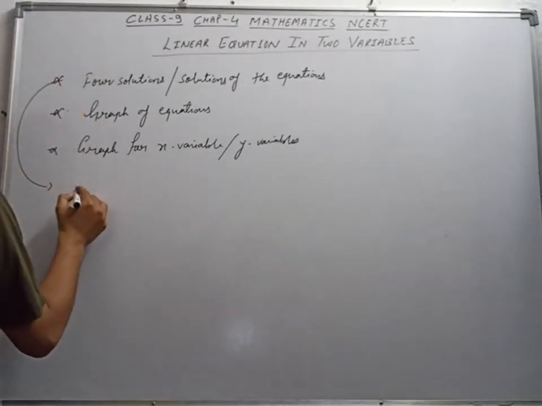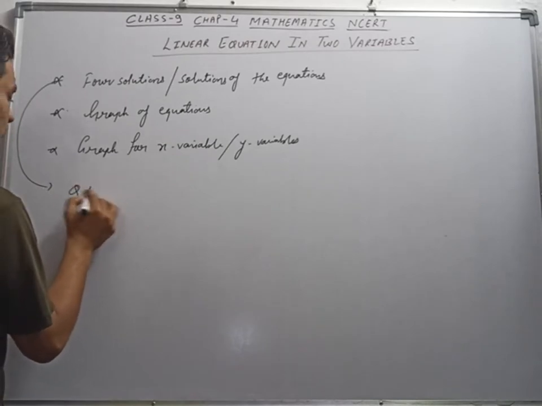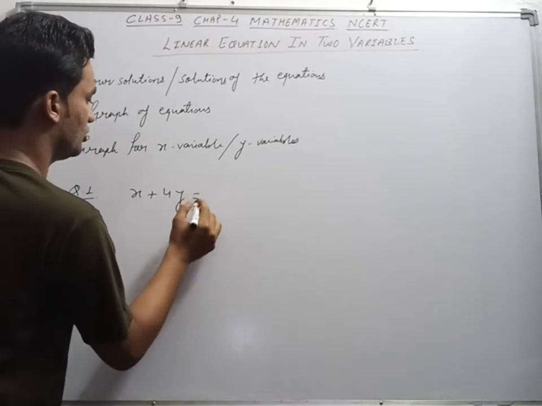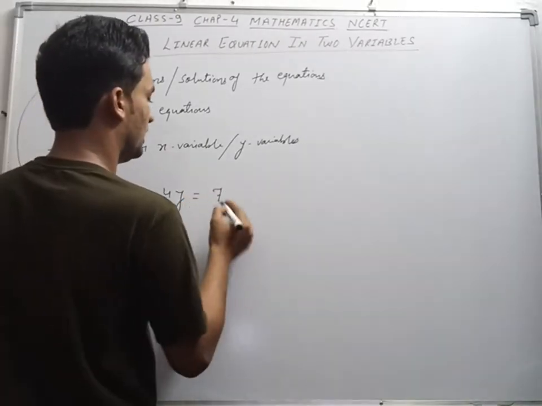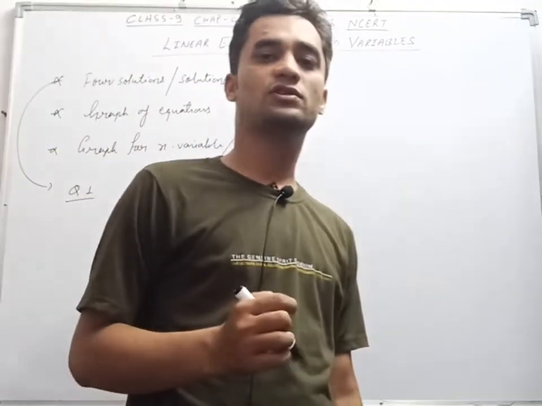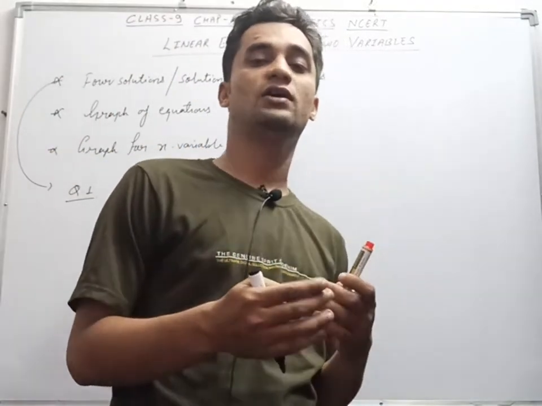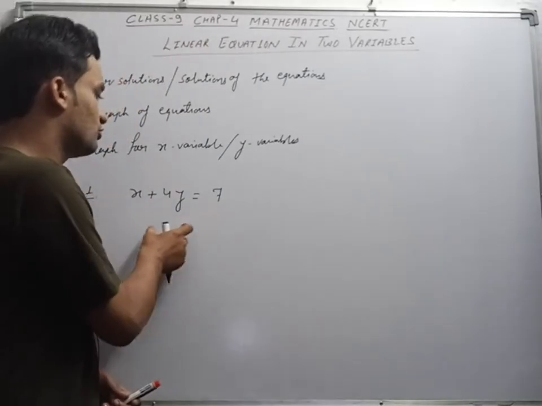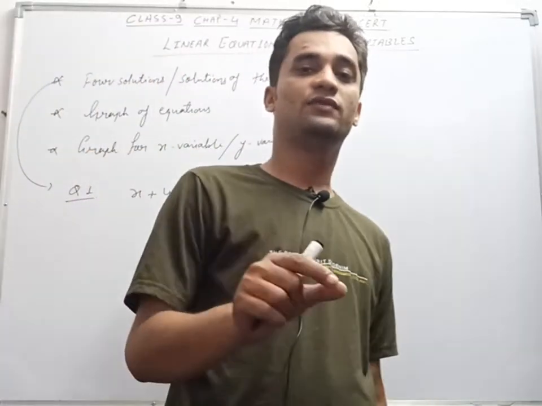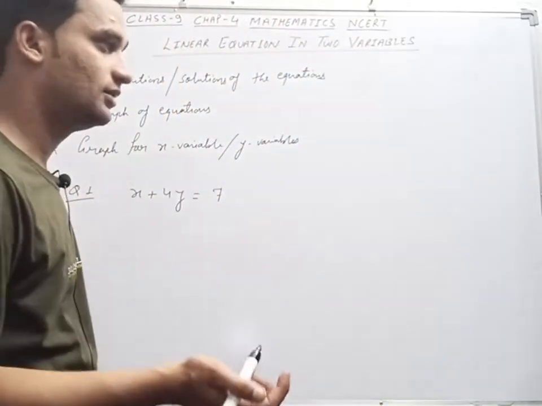First question: x plus 4y is equal to 7. This is given and we have to find out the solutions. Solution means for which values of x and y LHS must be equal to RHS. Whatever conditions we are taking for different values of x, we find what will be the value of y.